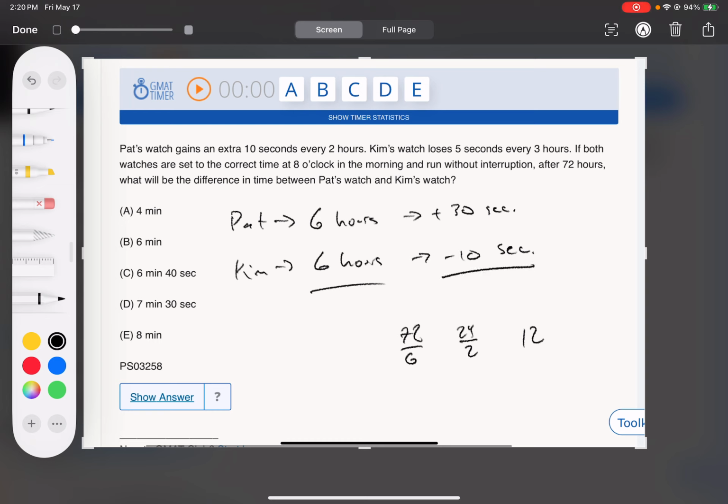And what is the net difference? The net difference is 40 seconds every 6-hour period. So if we have 12 6-hour periods, that'll be 12 times 40, which is 2/3 of a minute. I'm going to be slick there. That's going to be 8 minutes total.